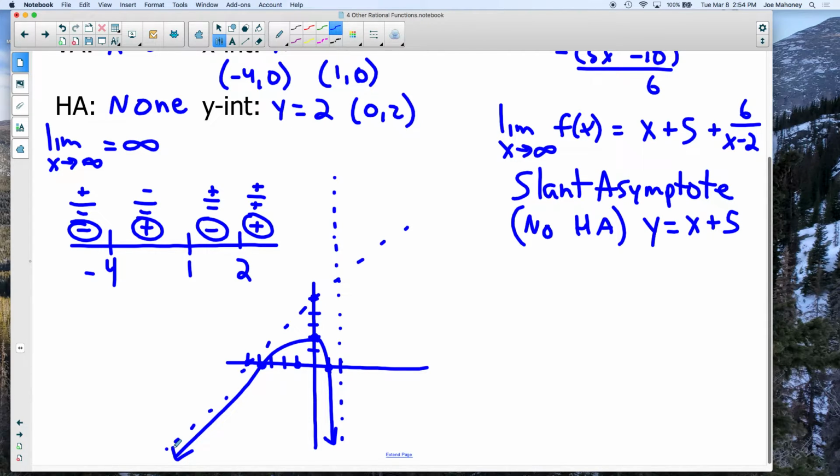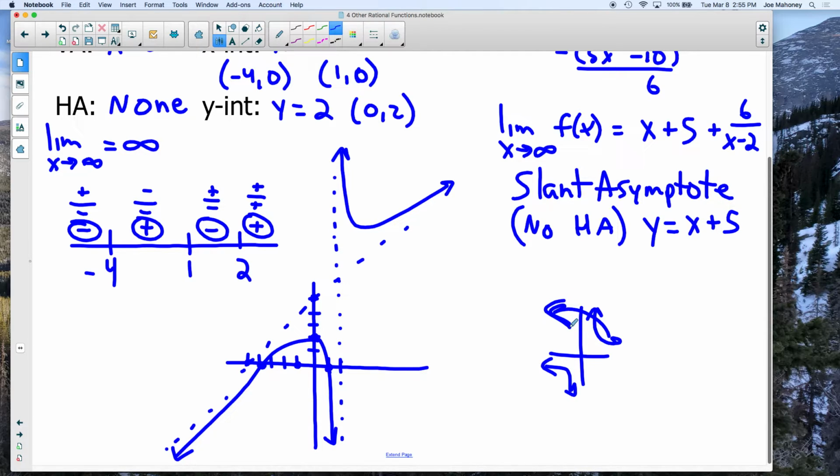And now, once I go beyond 2, my graph is positive. But it has to follow this vertical asymptote for a little bit. And then it's going to bend and follow the slant asymptote. What a wild looking graph that is. Holy cow. So it kind of looks like our typical graph, but it's kind of like rotated a little bit.